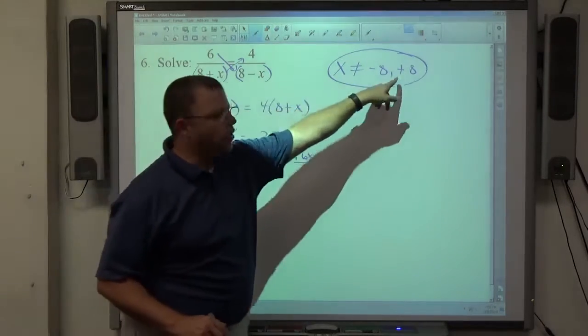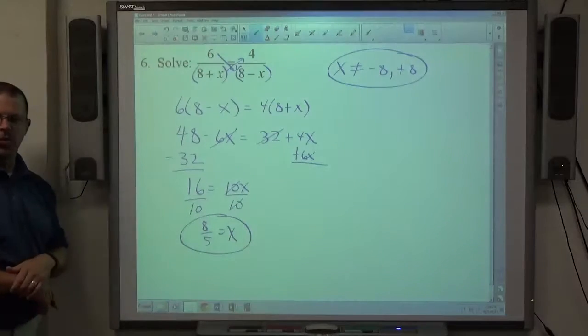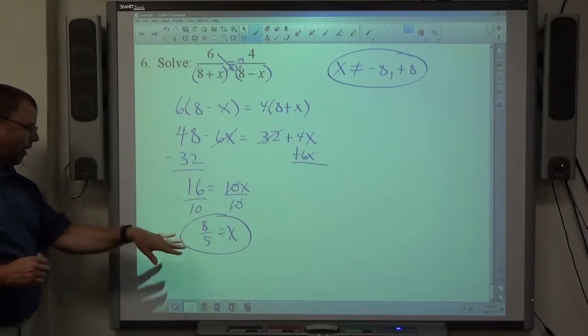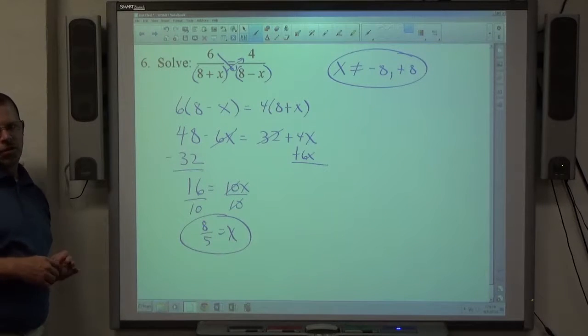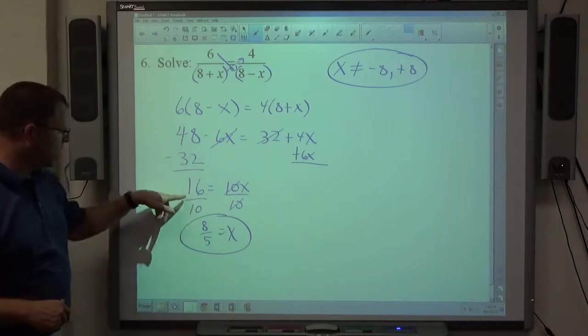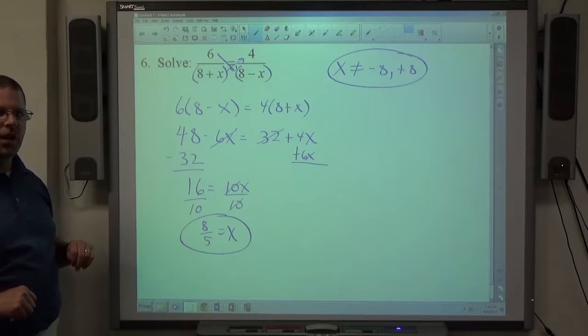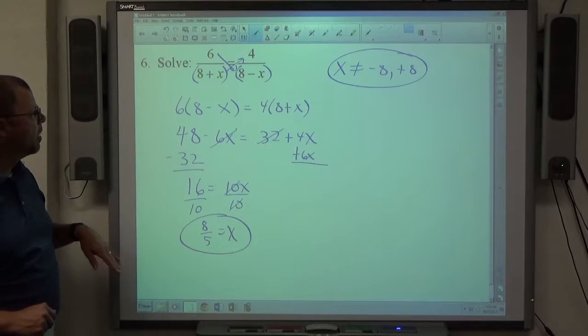8/5 is neither 8 nor negative 8, so that's a fine answer. There's nothing wrong with it. I would prefer a fraction to a decimal. If it ends up being that way, if it comes out whole, that's fine, or integer, that's fine, but it could come out to a fraction. I'm not going to try and make it come out nice and pretty necessarily.